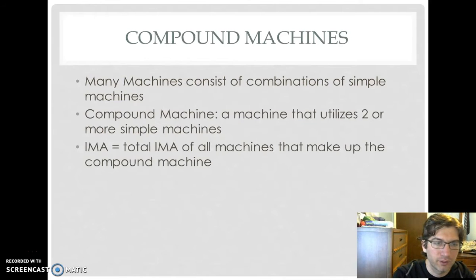Compound machines are what you normally probably see in your everyday life, like a car. That's a compound machine. Your chainsaw, your power tools, those are your compound machines. They consist of just a combination of simple machines. So your compound machine is going to utilize 2 or more of these simple machines, and your ideal mechanical advantage there is the ideal mechanical advantage of all the machines that make up the compound machine. So you're just going to add up all your IMAs, and you'll get the IMA of your compound machine.